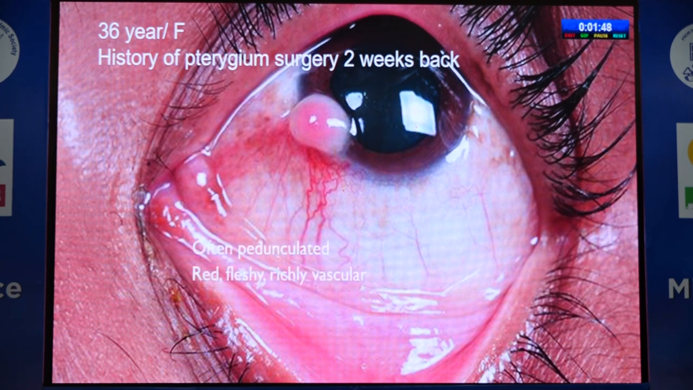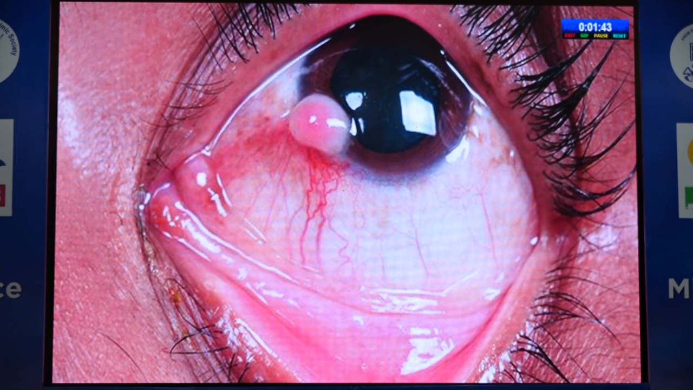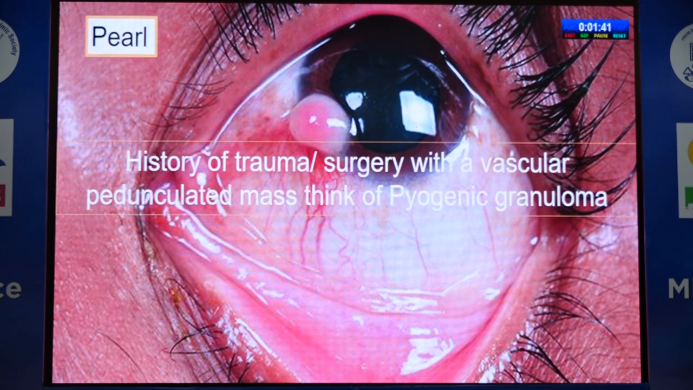So a typical case of pyogenic granuloma: pedunculated, red, fleshy, richly vascular, bleeds on touch. So with a history of trauma or surgery and a vascular pedunculated mass, think of pyogenic granuloma, and start the patient on topical steroid.